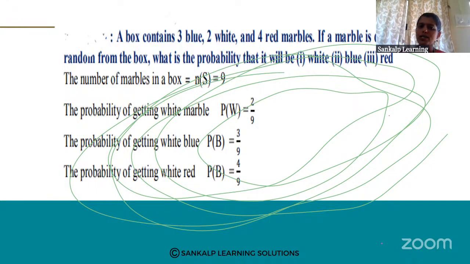Okay. A box contains 3 blue, 2 white and 4 red marbles. If a marble is drawn at random from the box, what is the probability that it will be white, blue and red? So one box is there. In that box, how many marbles are there? 3 blue marbles, 2 white marbles and 4 red marbles.